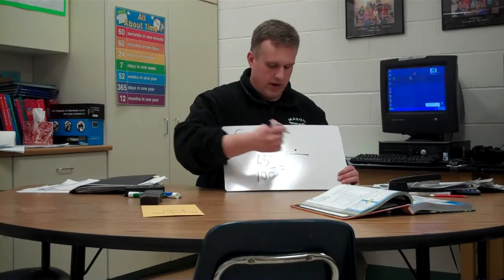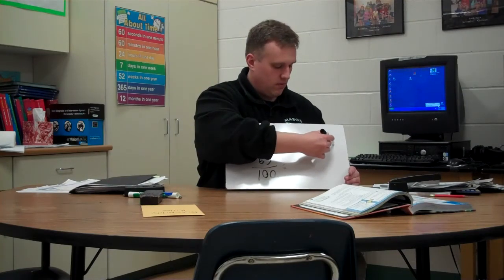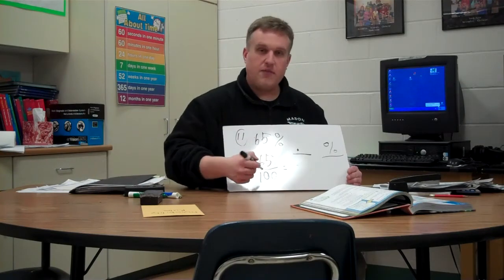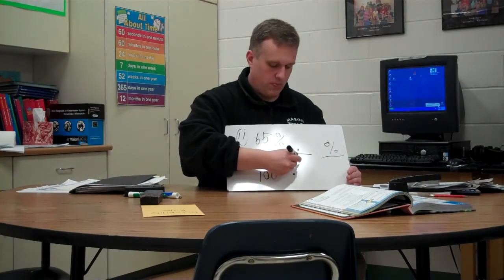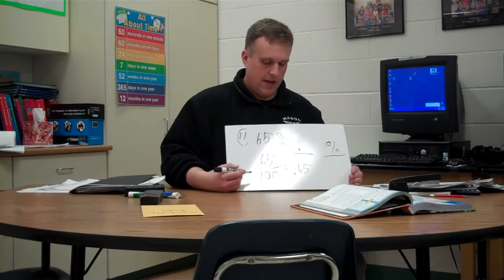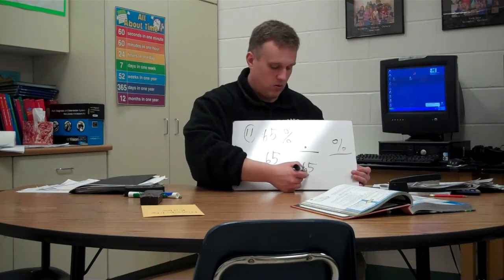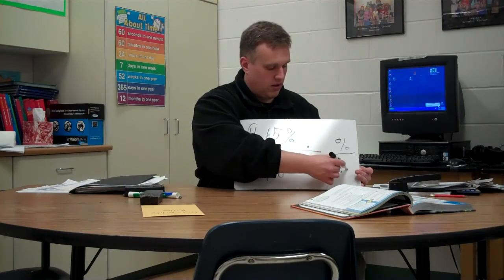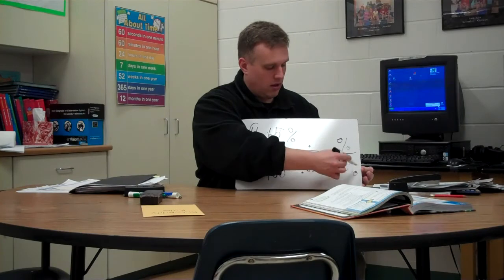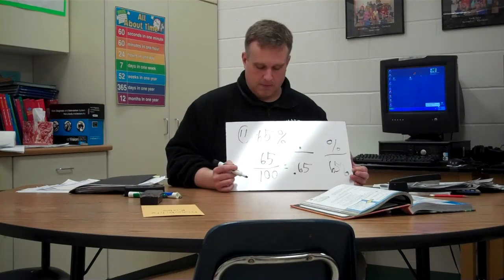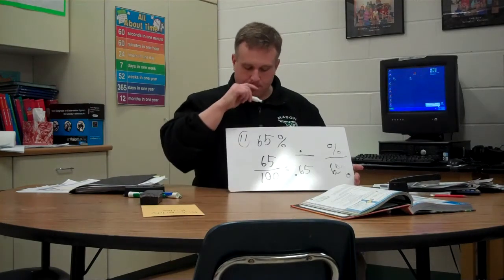As a decimal, I write it the exact same way. 65 hundredths. So I know it's 2 places over, 65 hundredths. And then to write that as a percent, move the decimal place 2 places to your right. 1, 2. And it is 65%.